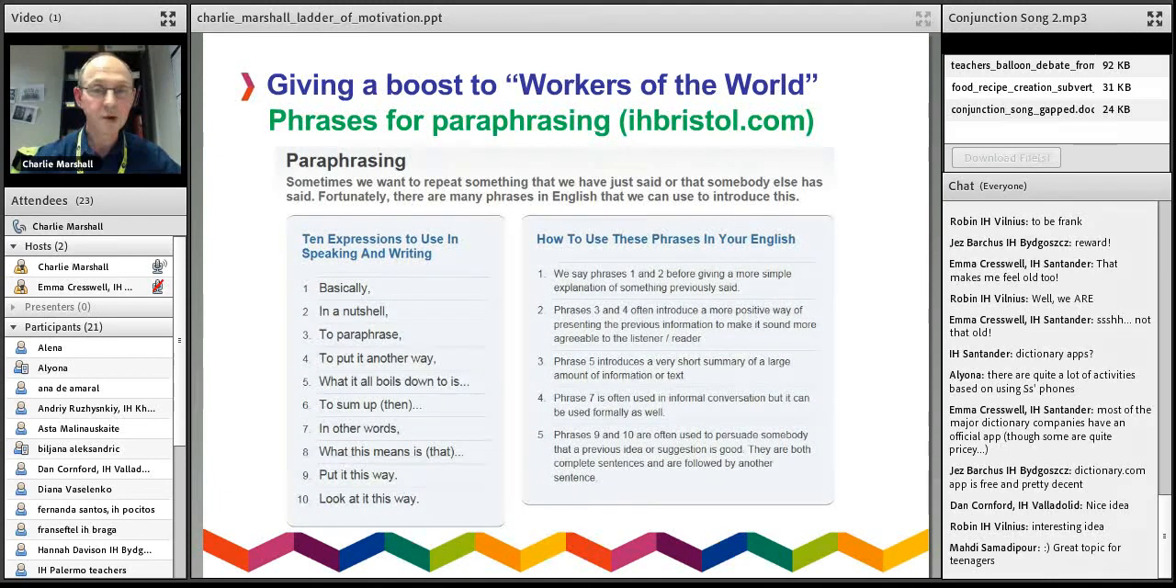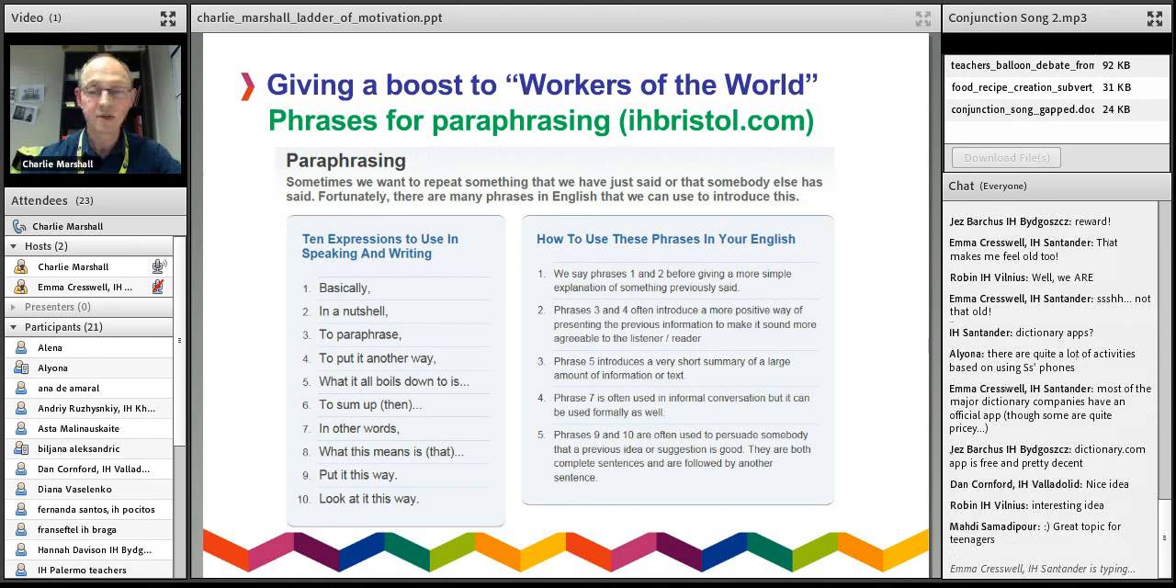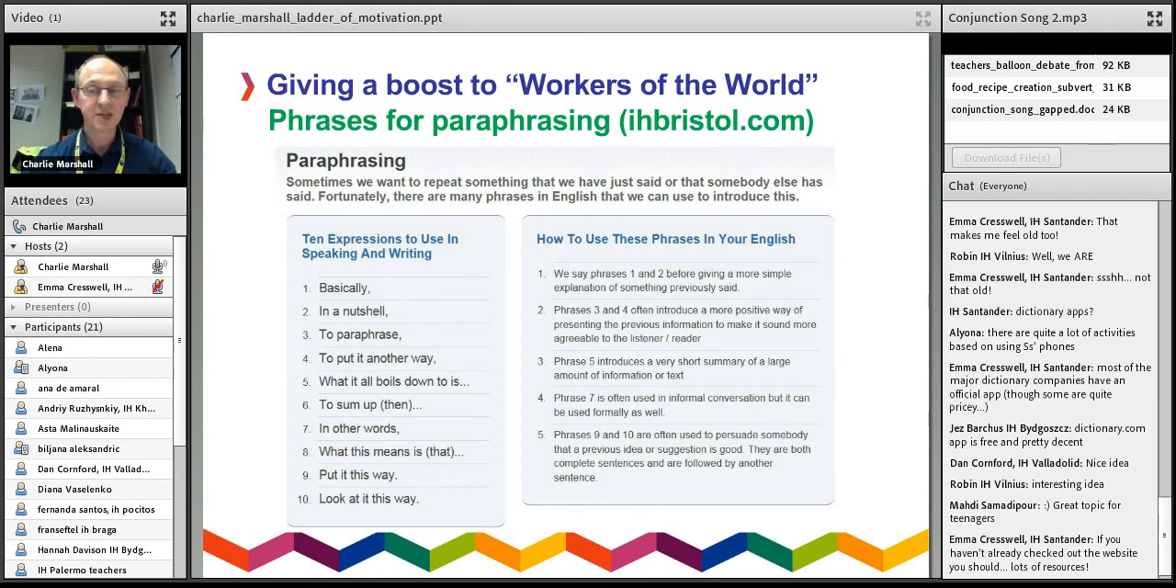This is something from our website. We have 150 pages like this, which contain phrases that students can use, and they can say these almost automatically while their brains are trying to put together the next sentence that they're going to say. So it's a typical thing that politicians might say: what it all boils down to is. By the time they've said that phrase, they've got something in their head that they're ready to say then.